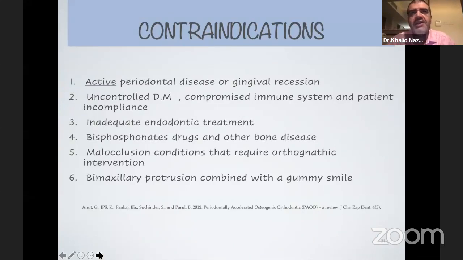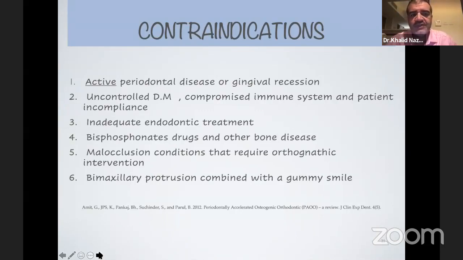We never do any kind of orthodontic treatment if the patient has unstable periodontitis, or if they are going through major attachment loss or major recession, because we need a lot of soft tissue availability, and we need a low inflammatory rate to enhance the movement and reduce the risk of failure.